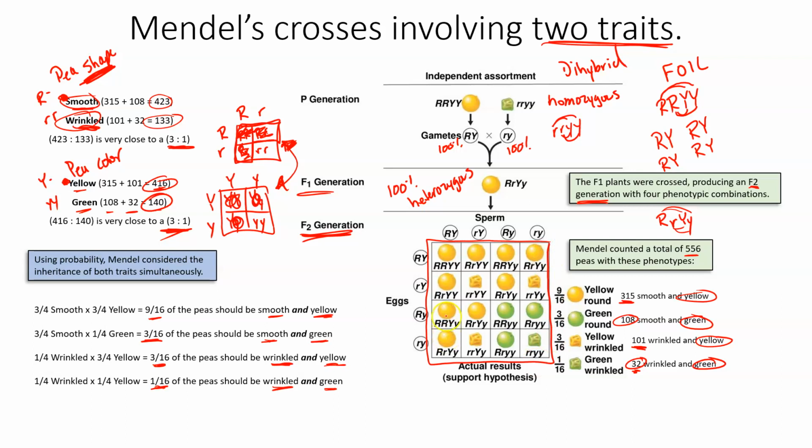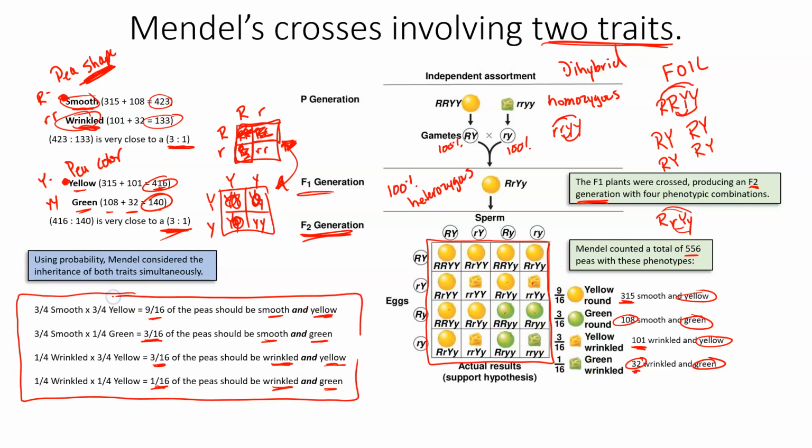You will see that 1, 2, 3, 4, 5, 6, 7, 8, 9 will be yellow and round. 3 are yellow and wrinkled. 3 are green and round. And 1 is green and wrinkled. Okay? It doesn't matter if we use the law of probability and math to solve, or if we use a Punnett square and show pictures to solve. We get a 9, 3, 3, 1 every time in a true heterozygous dihybrid cross.